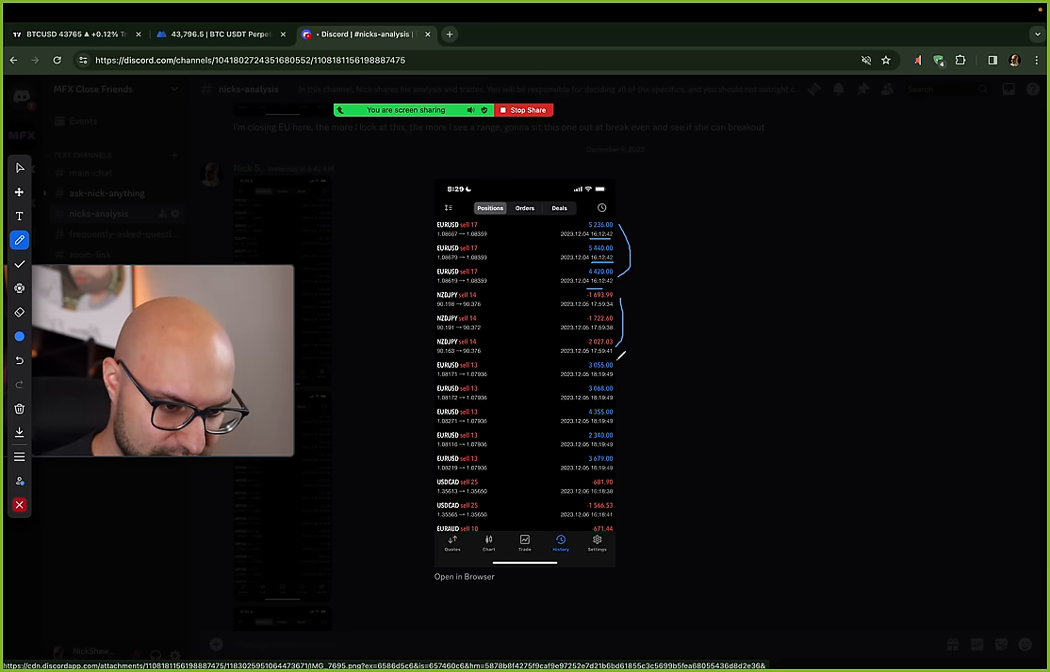Here's a second basket of trades. These were all closed at 49. It's the third basket of trades. And then here is another basket of trades, these two right here.